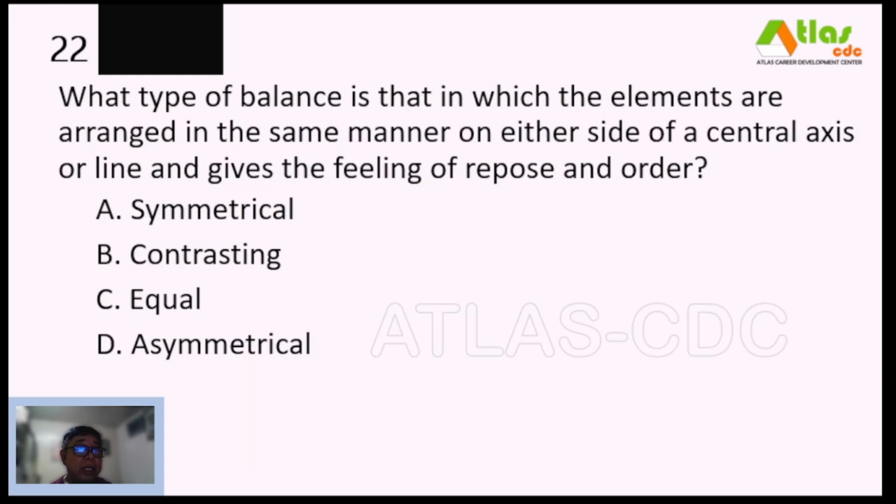Number 22. What type of balance is that in which the elements are arranged in the same manner on either side of a central axis or line and gives the feeling of repose and order? A. Symmetrical, B. Contrasting, C. Equal, and D. Asymmetrical.